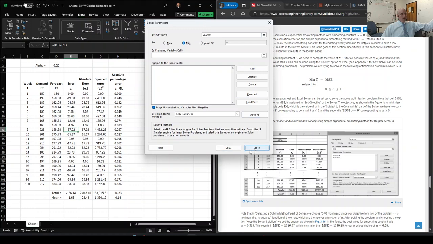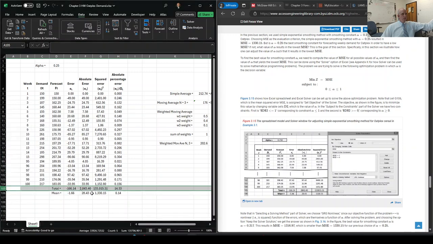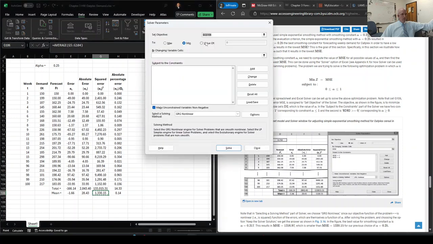Let's see. Let me do this. Let me follow along with the book even closer by taking this row out, and that way the actual book is in complete agreement here. We're going to minimize G106. And remember to click on minimize here. We're not trying to maximize it. We're trying to minimize that error.